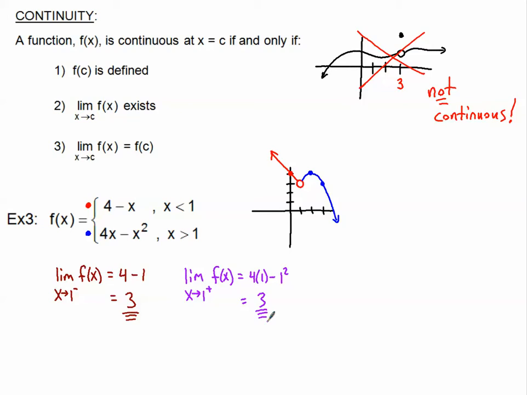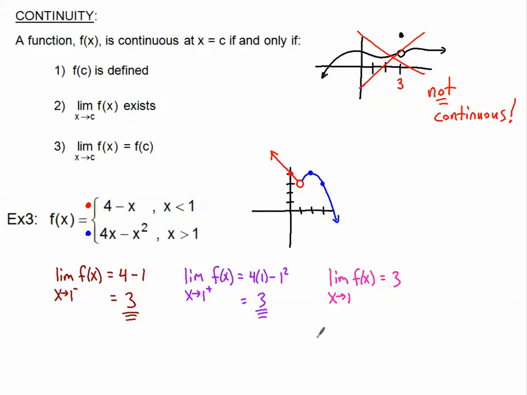So if I'm talking overall, the left-sided limit is 3, the right-sided limit is 3. That must mean that the limit overall, as x approaches 1 of f of x, is equal to 3. So that's cool. That means that part 2, that the limit exists.